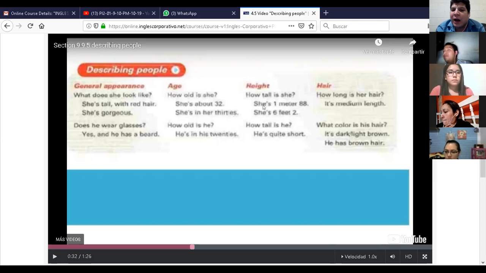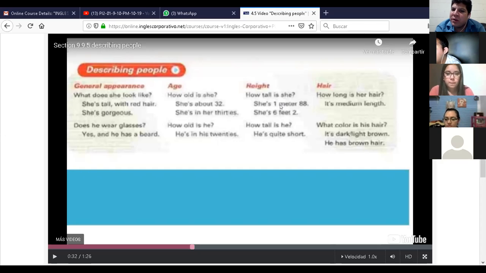All right. How tall is she? She's 1 meter 88. She's 6 feet 2. Just for you to know, guys, in the United States, they normally don't say 1 meter 88. The unit of measure.